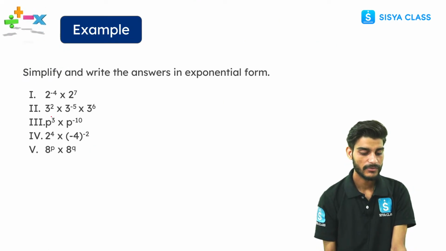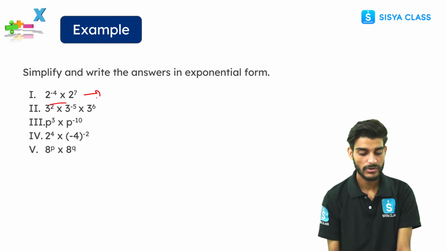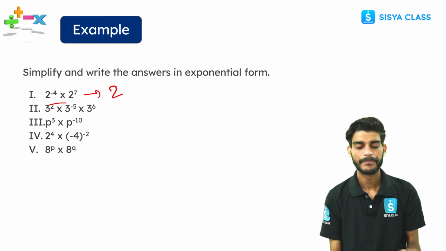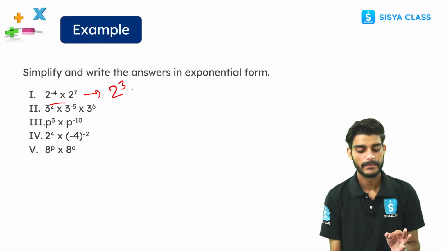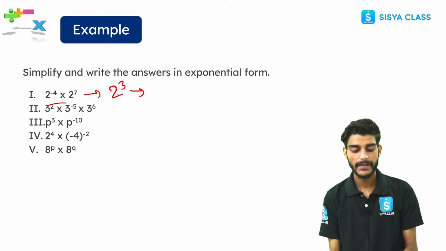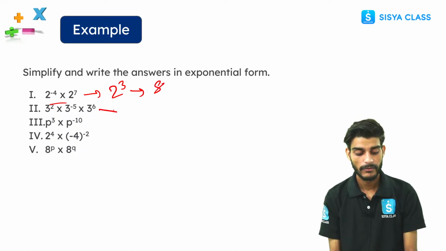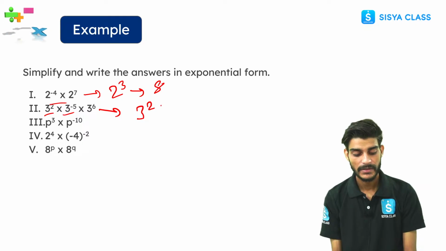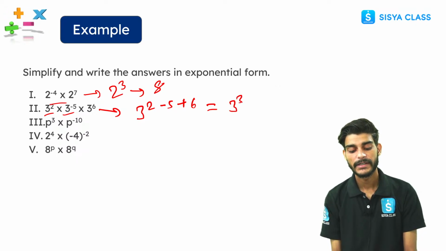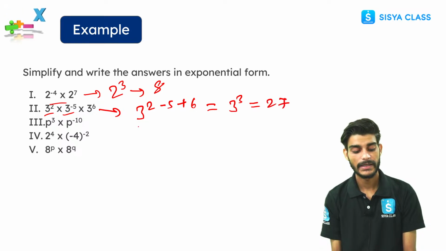Let's solve the last one, that is 2 minus 4 into 2 raised to the power 7. Minus 4 plus 7, that is 3. Yes, minus 4 plus 7 is 3, 8. Once again, bases are same, just you have to add powers using the laws. So 6 plus 2, 8 minus 5, that is 3, raised to the power 3, 27.